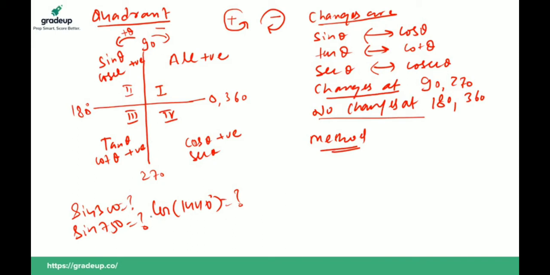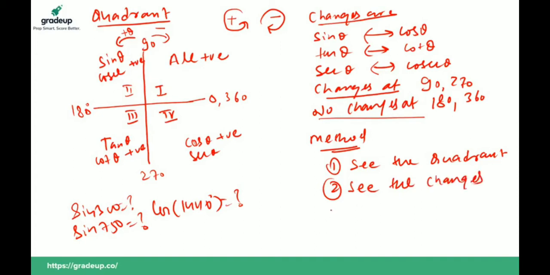Now the method is what? Number one, first see the quadrant. Number two, see the changes. Number three, see the sign. So this is the method.